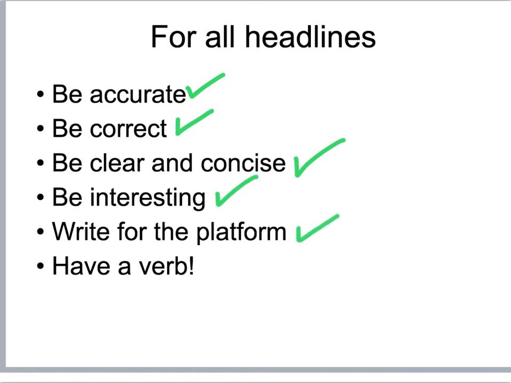Write for the platform. You're going to write a little differently for print, for search, for your website, for social, for when you tweet it out, for when you write a news alert about what's going on that you're pushing to people's phones. All of those are going to be worded a little bit differently. It doesn't mean they're going to be really different necessarily, but they're going to be a little bit different because you are writing each one specifically for a platform. And they need to have a verb because something happened. So you're telling people what happened. And if you're telling people something happened, you've got to have a verb that says what happened.